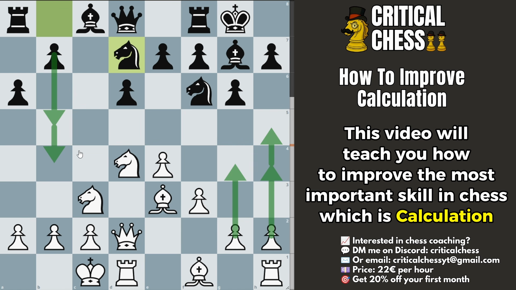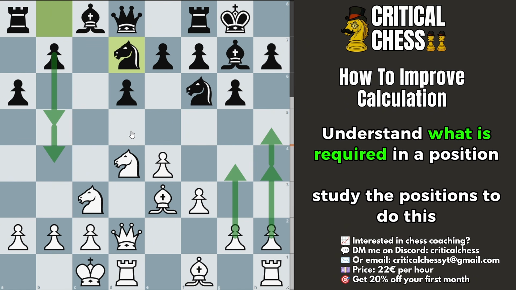So the first thing that you need to do in order to be good at calculation is that you need to understand the demands of the position. You need to understand what the position requires. Now, in this case, it's to pawn storm on each other's kings. In some other position, it might be different. It might be, okay, slowly improve your position. There might not be an immediate attack in some other positions. But understanding the position allows you to filter out all of the useless moves.